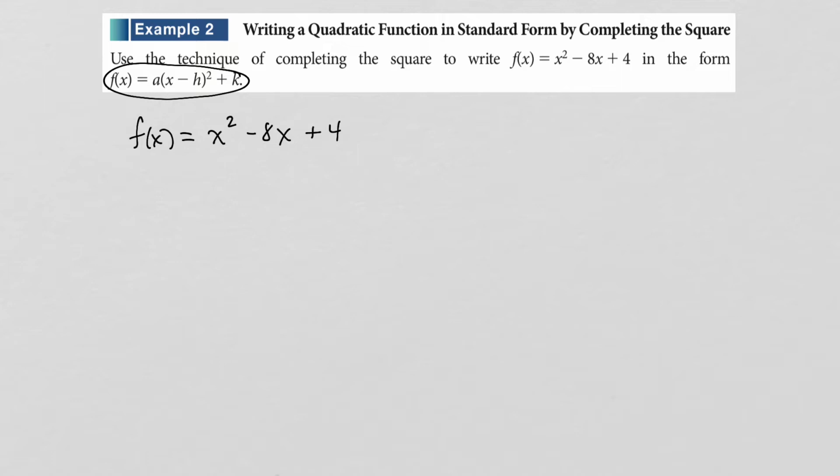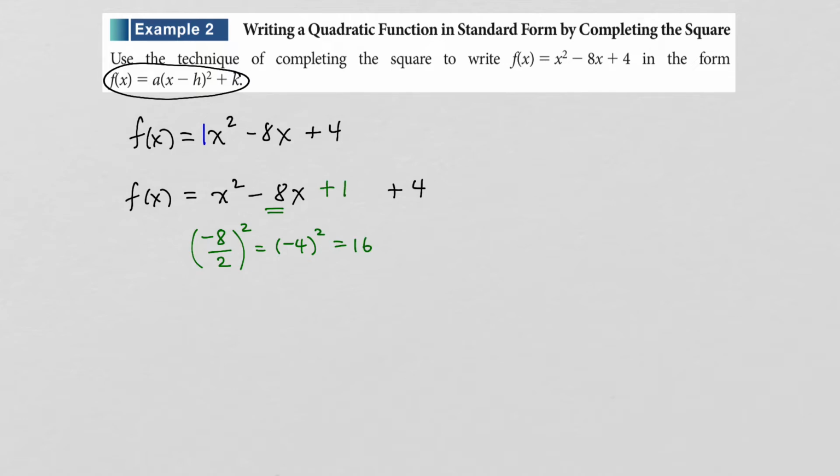So first of all, notice that you have a 1 in front of x squared. This is good, makes the process a little bit simpler. So to complete the square here, we are going to first just take that positive 4 and move it over to the right a little bit. And then to complete the square, we identify the middle number here, which is negative 8. We divide that number by 2 and we square it. And this gives us negative 4 squared, which is positive 16. And that number is the number that we add here to complete the square.